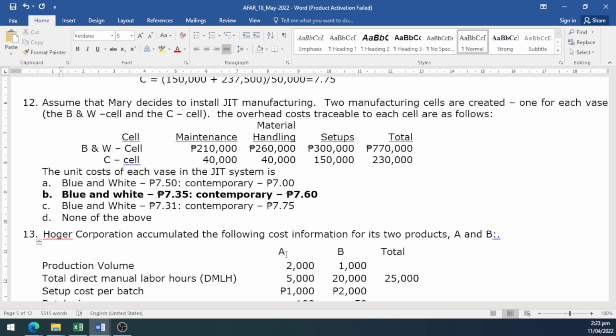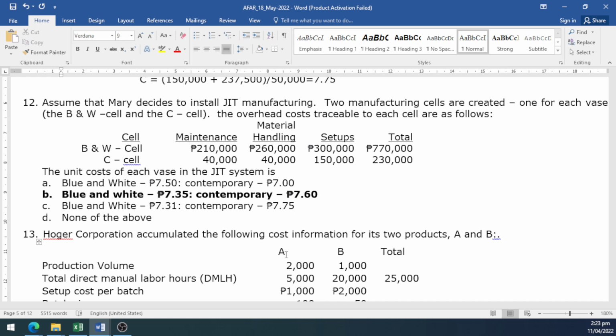Pero in the case of just-in-time manufacturing, na bawat product ay may separate na manufacturing cell, abay de syempre yung overhead na problema nating i-allocate, hindi na natin i-allocate ngayon sapagkat direct cost na doon. Eh kung isang manufacturing cell, isang product lang naman ang pinuproduce doon, eh de syempre lahat ng cost na na-incur doon para lang sa kanya.